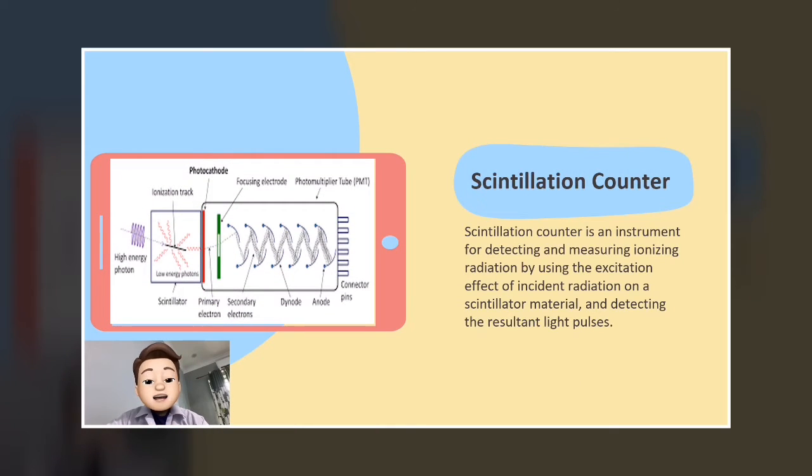Hey guys, what is a scintillation counter? Basically, a scintillation counter is an instrument for detecting and measuring ionizing radiation by using the excitation effect of incident radiation on a scintillator material and detecting the resultant light pulses.